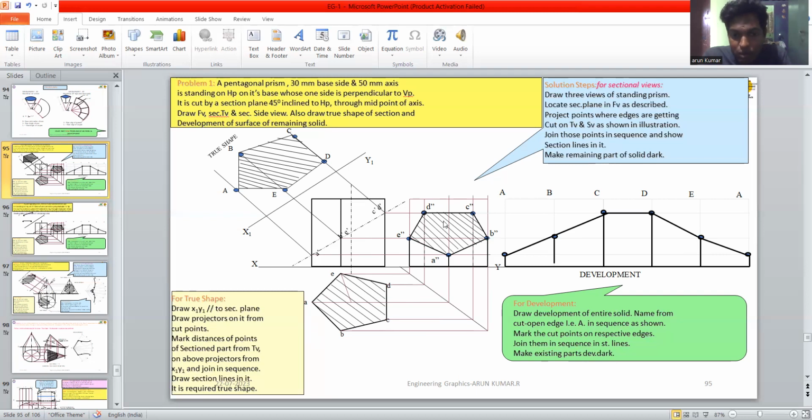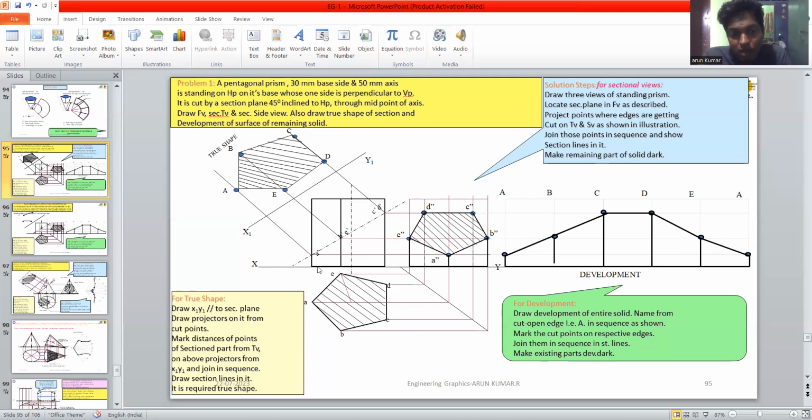After projecting these lines, the meeting points, that is A dash, B dash, C dash, E dash, and D dash, we have to join these points. We get the side view of the solid, that is the sectional side view of the solid. So if you draw the three views of the standing prism, the location of the sectional plane is described in the front view, and the projections of the points where the edges meet the cutting plane are shown in the top view and the sectional side view, as shown here.